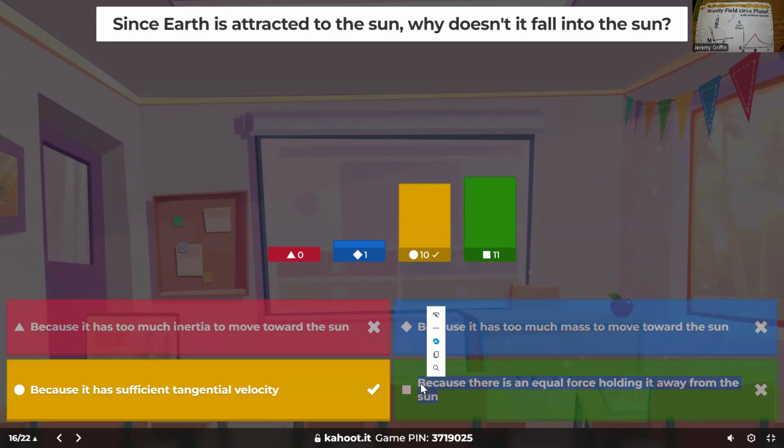Yeah, the Earth pulling the sun, but that doesn't act on the Earth. That acts on the sun. That's why it's not the green one. Okay, so the yellow one is what I'm looking for.